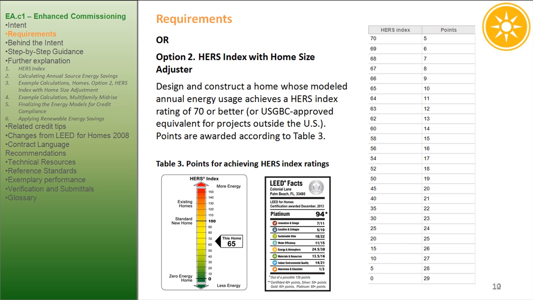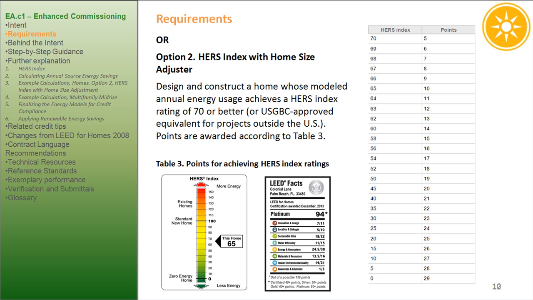Or Option 2. HERS Index with Home Size Adjuster. Design and construct a home whose modeled annual energy usage achieves a HERS Index rating of 70 or better, or a USGBC approved equivalent for projects outside the US. Points are awarded according to Table 3.